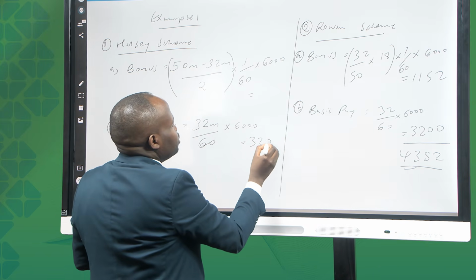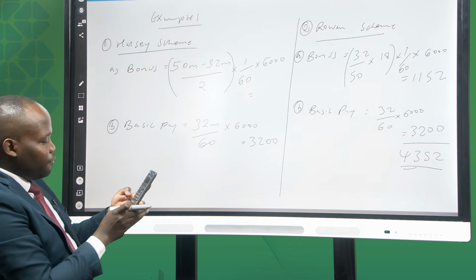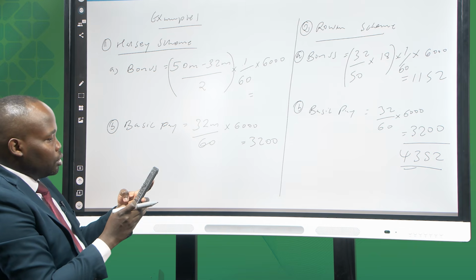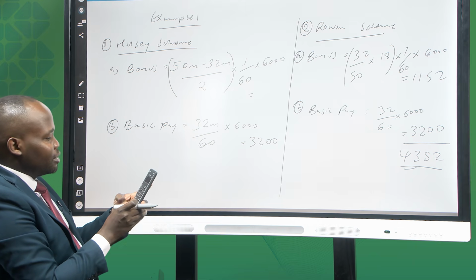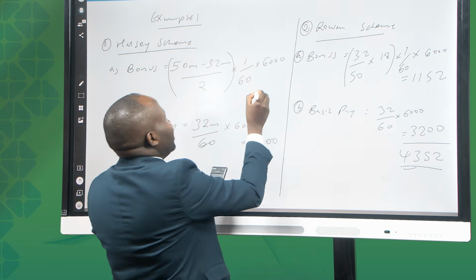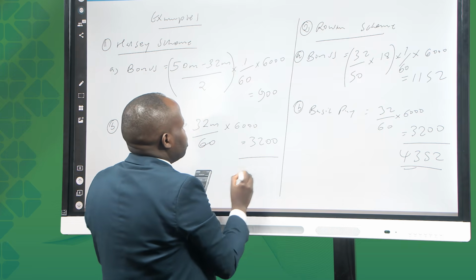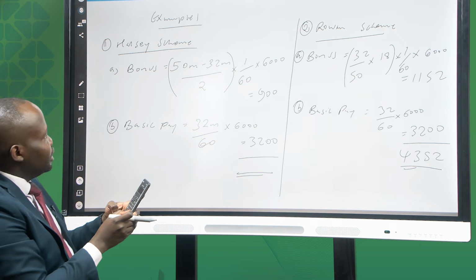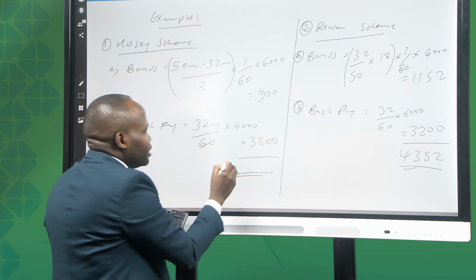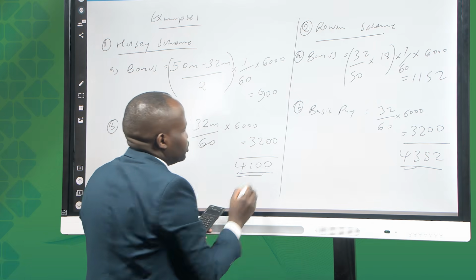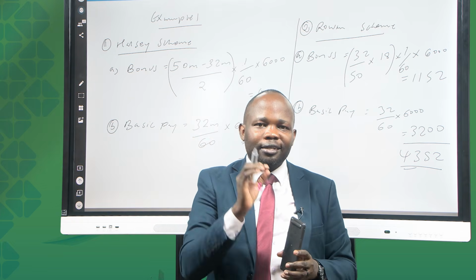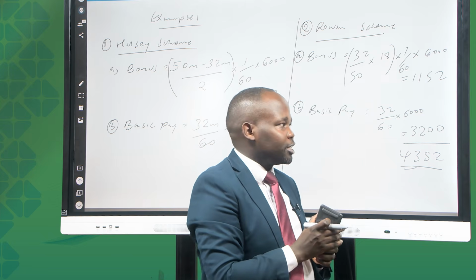Here, this does not change. This is 3,200. What about the bonus? 50 minus 32 divided by 2. It gives us 9 divided by 60 to change it into hours times 6,000. It gives us 900. So the total pay in this case is 900 plus 3,200. And that gives us 4,100. Example 2 will be an assignment that you should create time and practice on it.